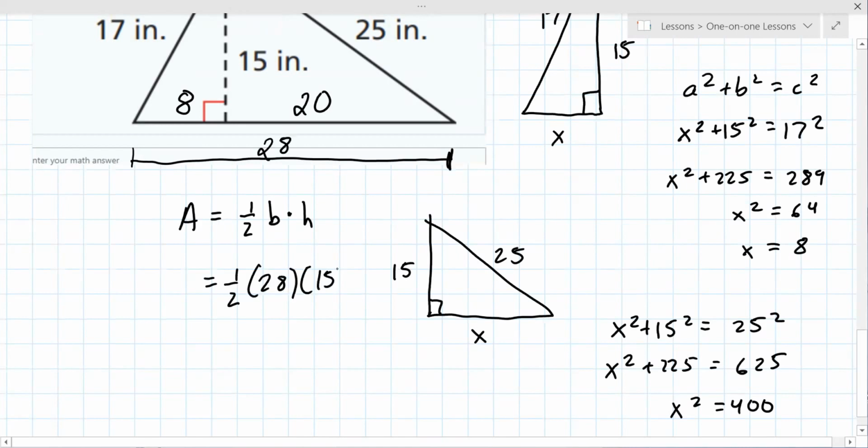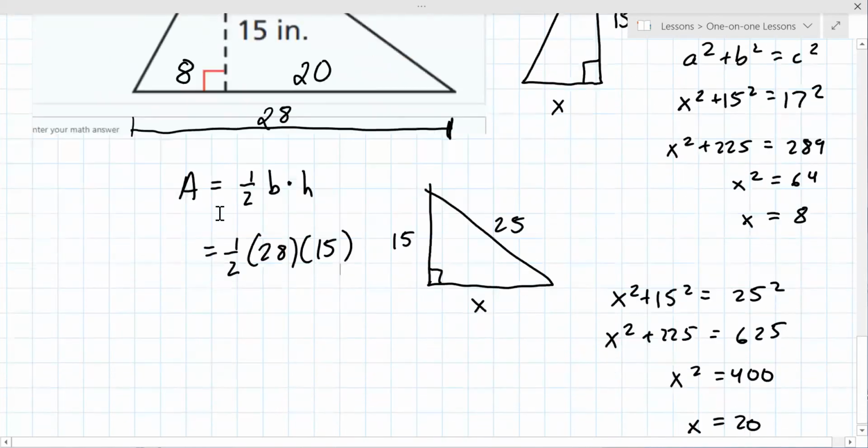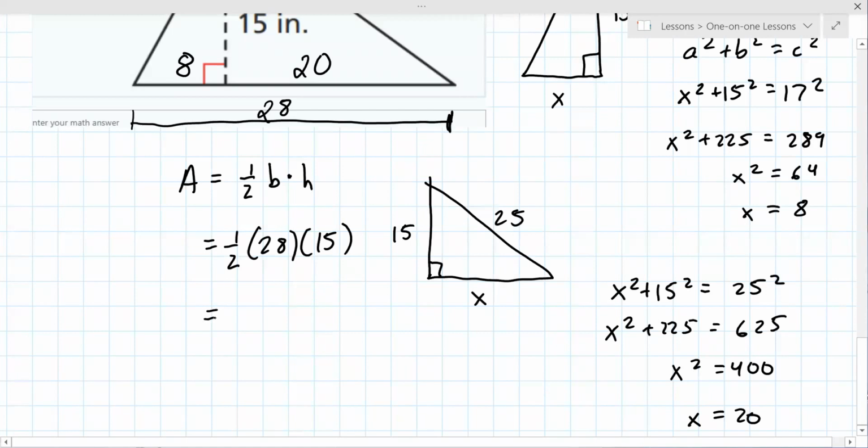The height is 15. That's the height of this triangle here. So you just multiply those together, 28 times 15 divided by 2, and you get 210. And then we need units. It's the same units as the length, so inches squared.